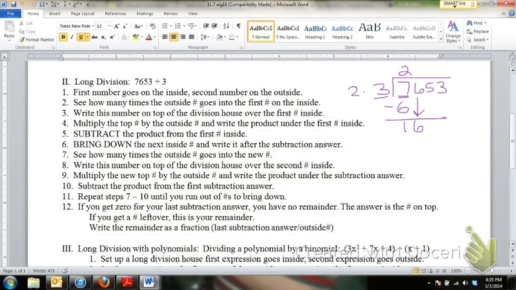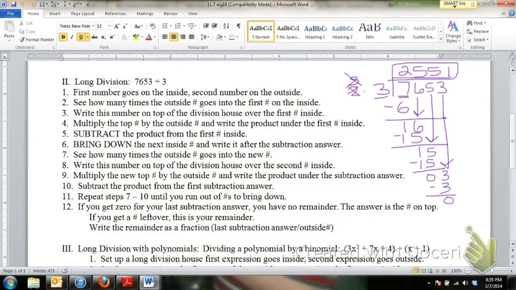Now I do it again. 3 goes into 16 5 times. So 5 times 3 is 15. Subtract. Make it a 1. Bring down my next term. 3 goes into 15 5 times, which is 15. But I have one more term to bring down. 3 goes into 3 once. 1 times 3 is 3. And I'm done. So my answer is 2551.